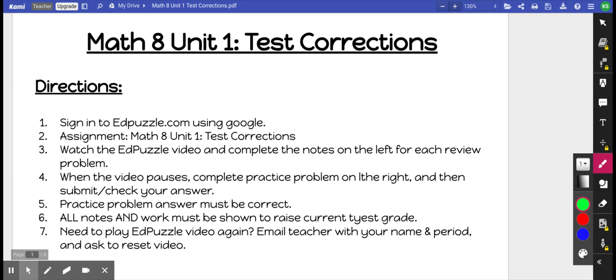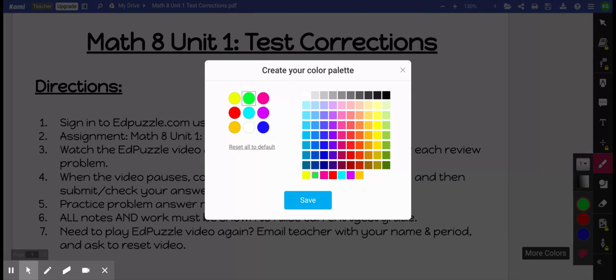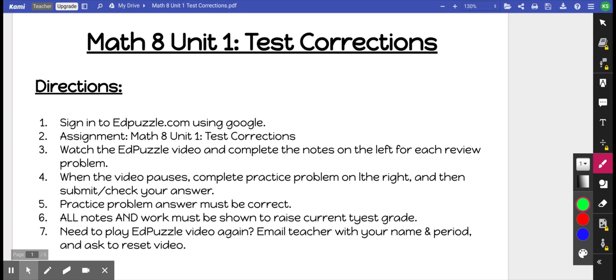Hello, everyone. So I'm going to go over the test corrections with you guys. I'm going to go over the directions this time. Next time I won't go over the directions so much. I will just go through the test corrections with you.